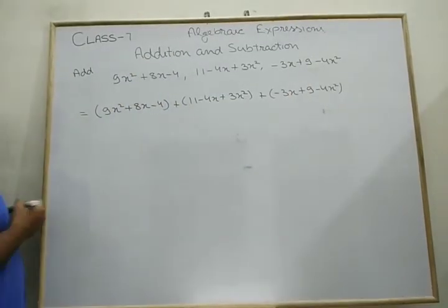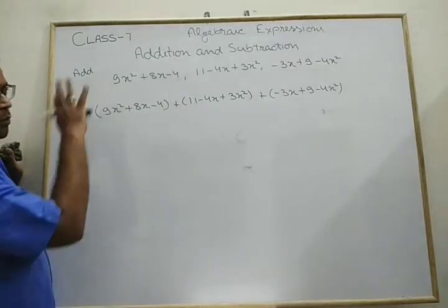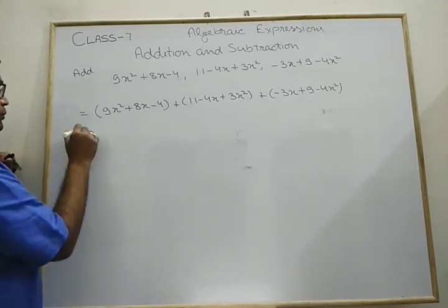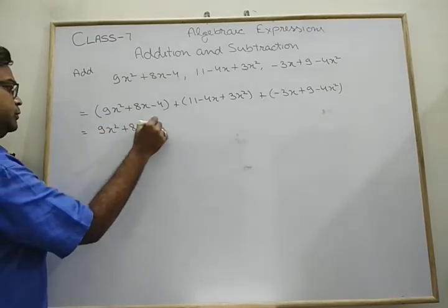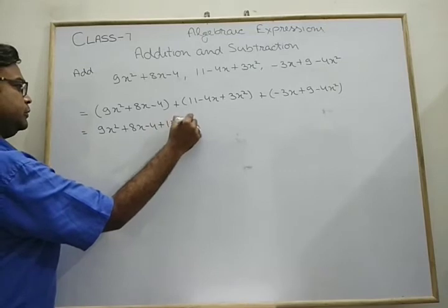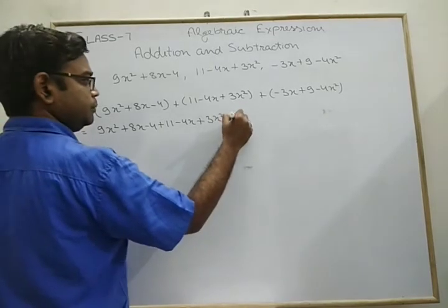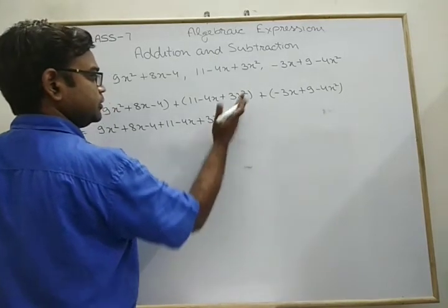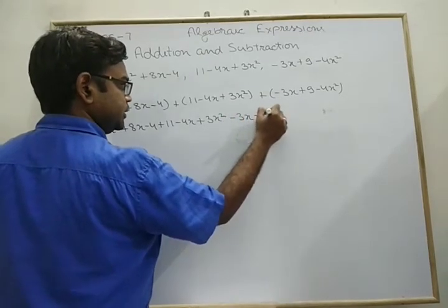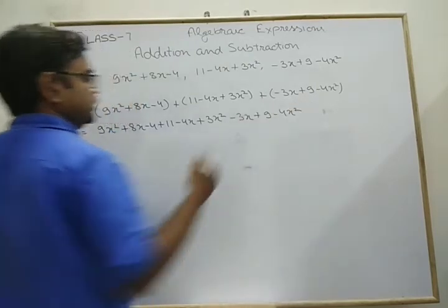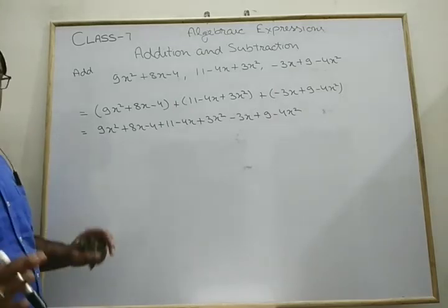Clear? Now, there is no need to arrange in proper order, simply remove the brackets. So 9x square plus 8x minus 4 plus 11 minus 4x plus 3x square, plus, now in this case, plus into minus 3x plus 9 minus 4x square. So it's clear. Now be careful.